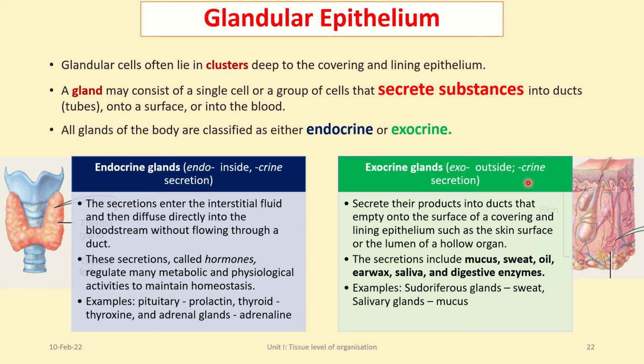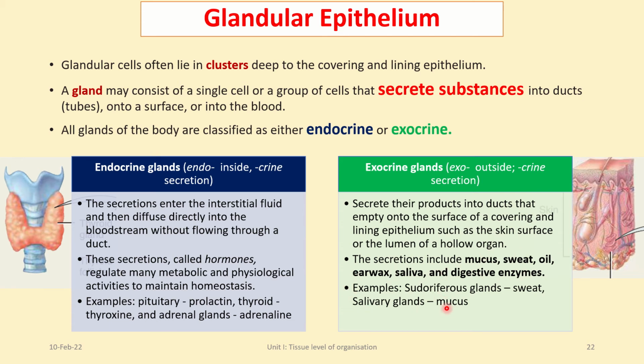They are responsible for secreting their products into ducts that empty onto the surface of a covering and lining epithelia. So they have the ability to secrete their product into ducts, which ultimately secrete it onto the surface of the covering or lining epithelia, such as the skin surface or the lumen of a hollow organ. The biggest example that we are aware of is the skin. These secretions could be anything from mucus, sweat, oil, earwax, saliva, and digestive enzymes.